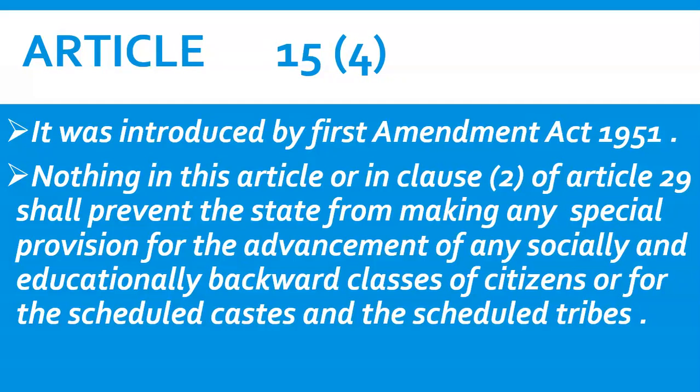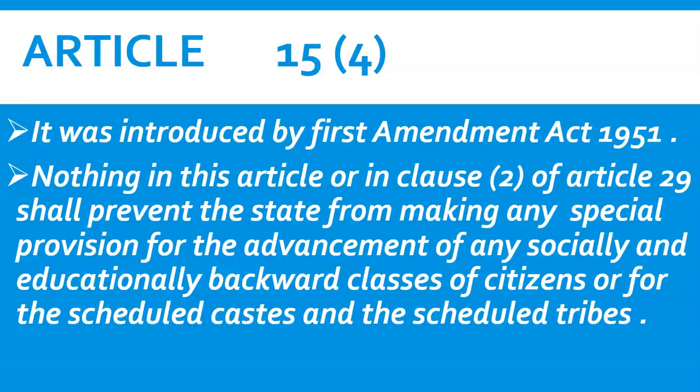Now friends, what does Article 15 Clause 4 say? It says that nothing in this article or in Clause 2 of Article 29 shall prevent the state from making any special provision for the advancement of any socially or educationally backward classes of citizens, or for the scheduled castes and scheduled tribes. So what does it say? It says that nothing in this article, means in Article 15, or in Clause 2 of Article 29. So what is Clause 2 of Article 29? It is related to admission in educational institutions. When we study Article 29, we will discuss it in detail.